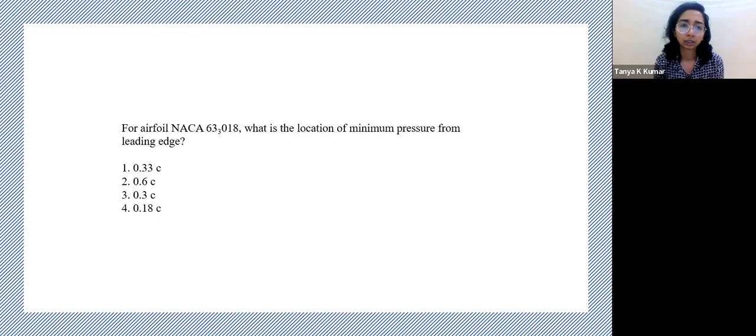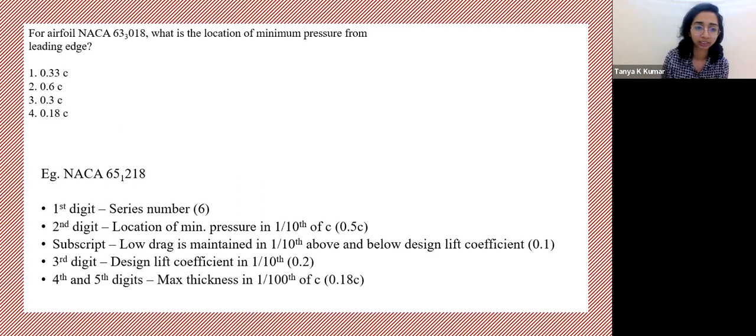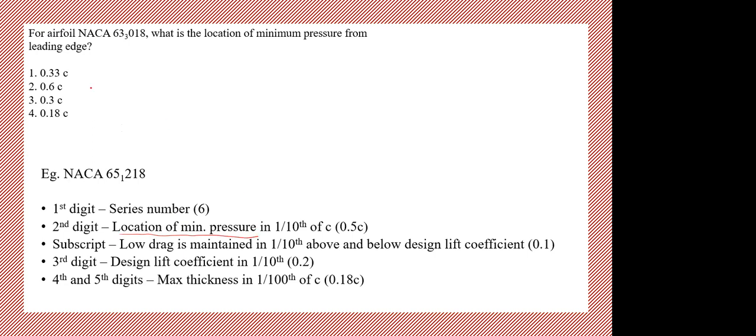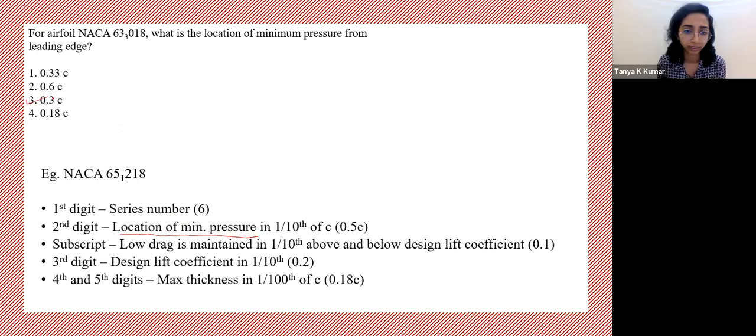Okay. So now some questions from NACA airfoil series. So this is a 6 series airfoil. What is the location of minimum pressure from leading edge? I don't think we remember this from the first slides. The location of minimum pressure is given here. 0.3C is the location of minimum pressure.